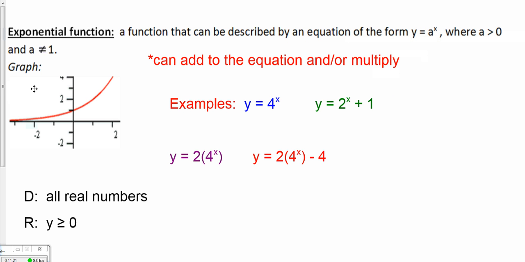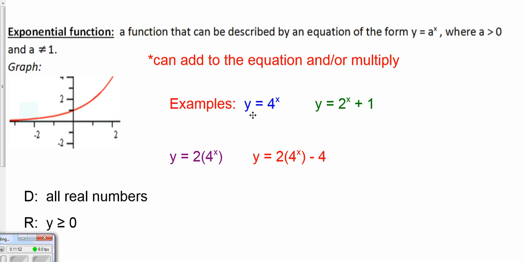All right, exponential functions. This is a function that can be described by an equation of the form y equals a to the power of x, where a is greater than 0 and a also doesn't equal 1. If a equaled 1, well, 1 to any power is just 1, so that would be a straight line. So we won't use 1 to the power of x.